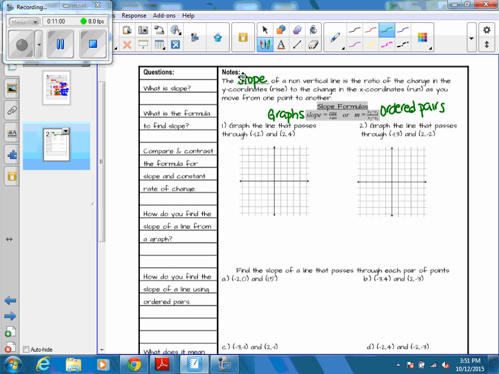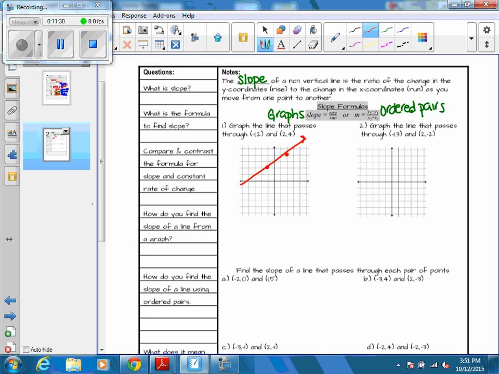So now if I look at the first problem that I have on here, it says I want to graph the line that passes through -1, 2, and 2, 4. And all that means is that I want to plot those points. So let's look at -1 and +2. So I go to the left 1 and up 2. So that point is here. And then I go 2 to the right and up 4. So that means I should get this line right here.